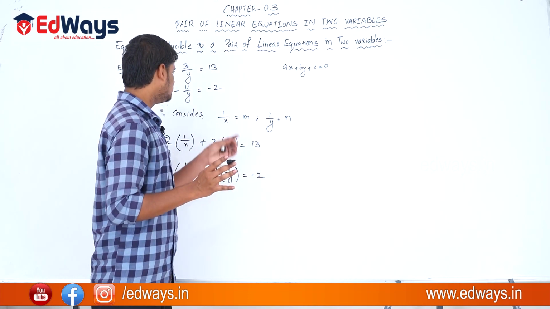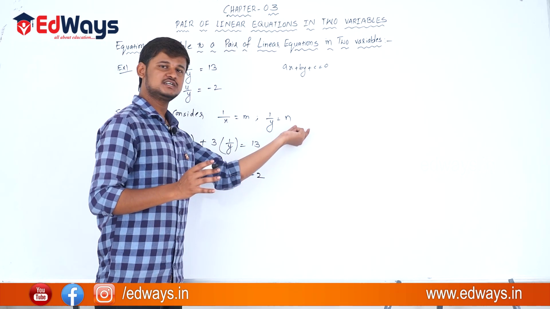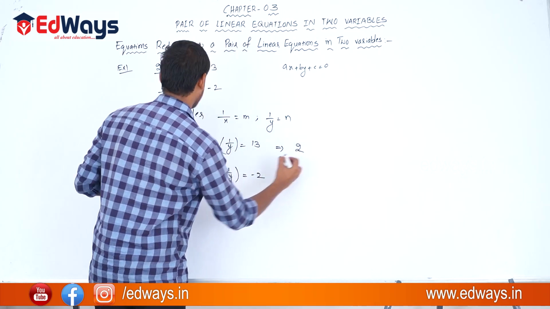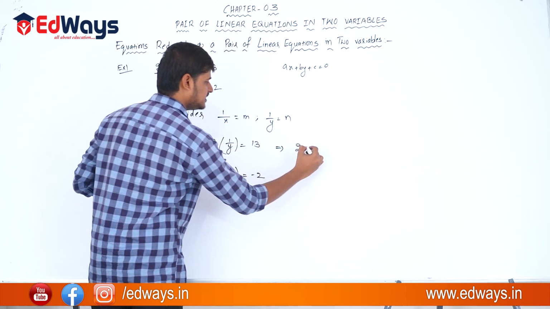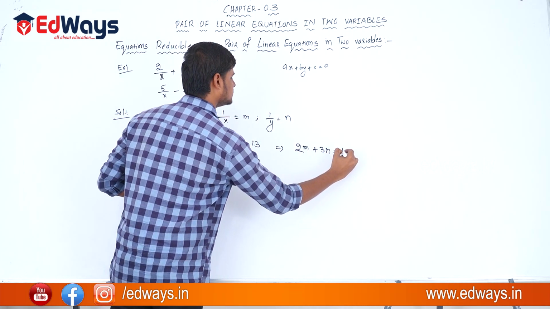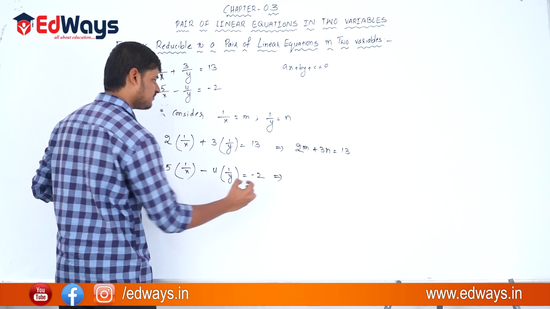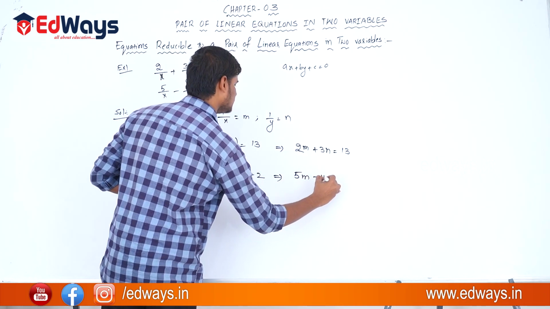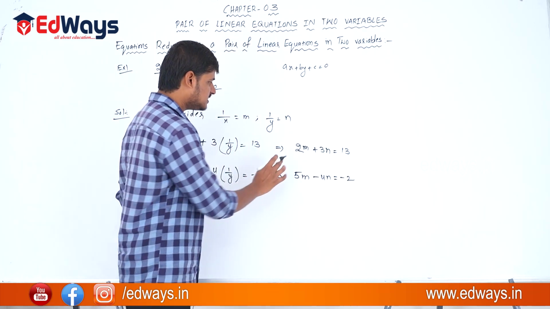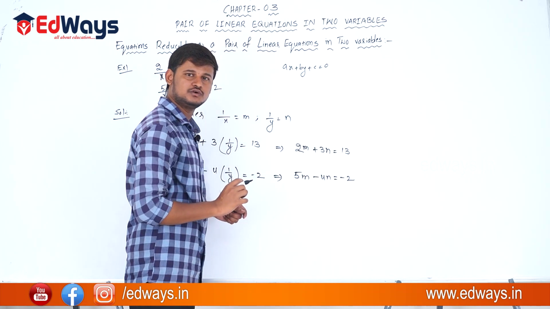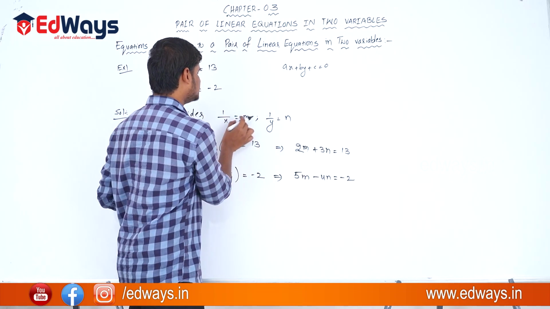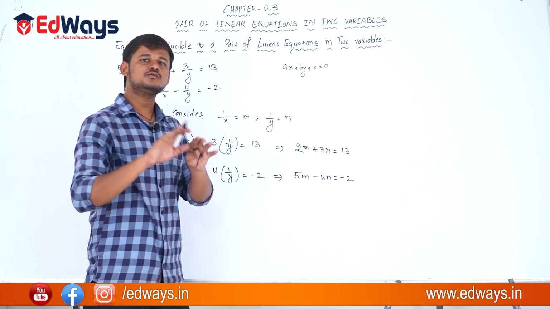We already assumed 1 by x is equal to m and 1 by y is equal to n, so let us substitute these values here. In place of 1 by x I can substitute m. So 2m plus 3n is equal to 13, and this one, 5m minus 4n is equal to minus 2. These are the two equations. Now they are in the form of ax plus by plus c is equal to 0, right? Now I can solve these to get the m and n values and substitute to get the x value. So that's the overall idea.